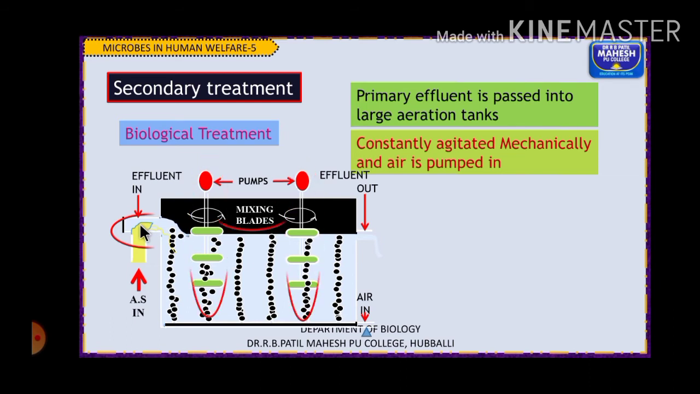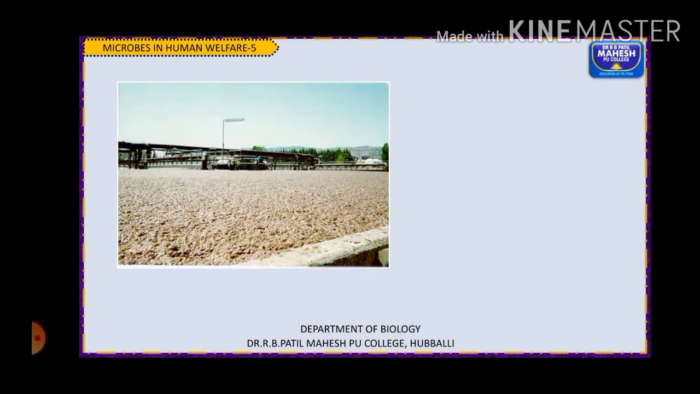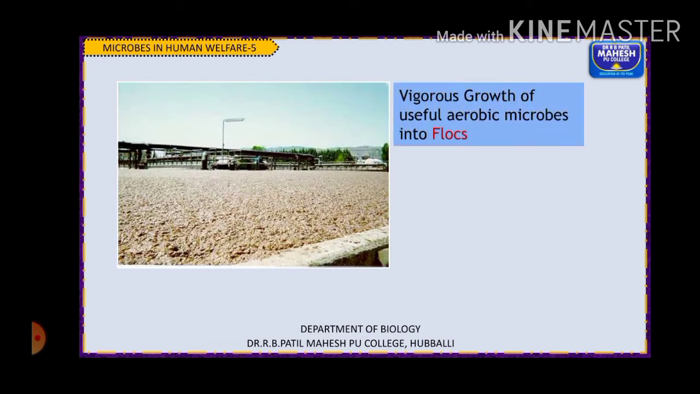This is a mechanical process, and continuously you can see that air is pumped in, air is passed inside. Okay, this is the inlet for air. So what happens is, this allows vigorous growth of several aerobic microbes inside, as air is continuously being passed through. So here inside there is vigorous growth of the microorganisms, aerobic microbes. Now these aerobic microbes are called the flocs. We call them flocs.